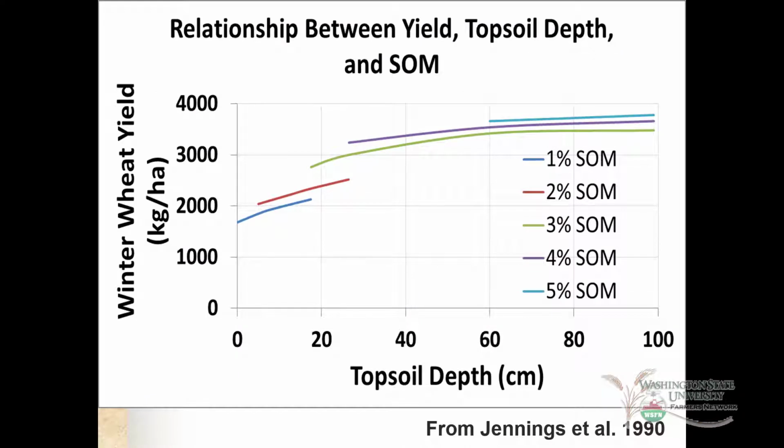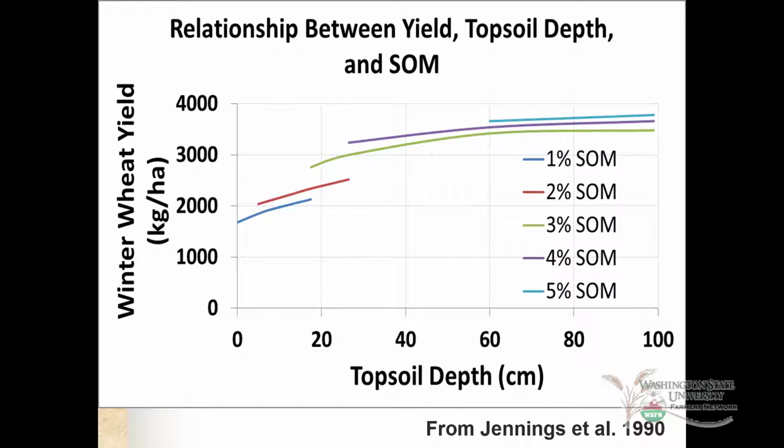So here's some really old data. It says Jennings et al. 1990, but I think this data actually is derived from the 60s. You'll notice that these kilograms per hectare, okay, 6,000 is about 100 bushel wheat. You can see that these levels are fairly low, and I suspect this relationship is a little bit different now than it was back then.